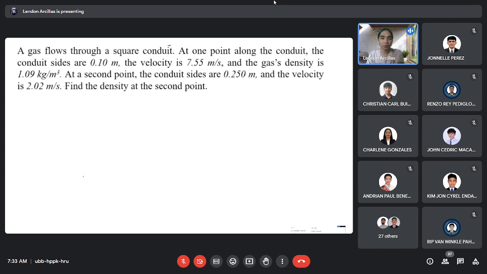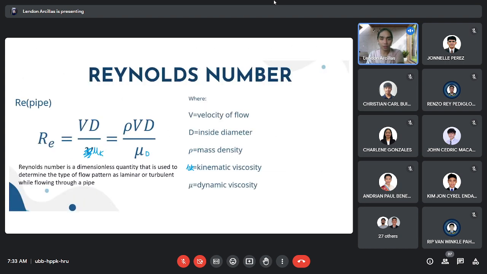Next is we discuss also the Reynolds number. So the formula for Reynolds number is velocity times diameter over the kinematic viscosity, if ang given sa problem is kinematic viscosity. And since kinematic viscosity is equal to dynamic viscosity over the density, ang pag-given naman sa problem dynamic viscosity, ito yung magiging formula: density times velocity times diameter over the dynamic viscosity.